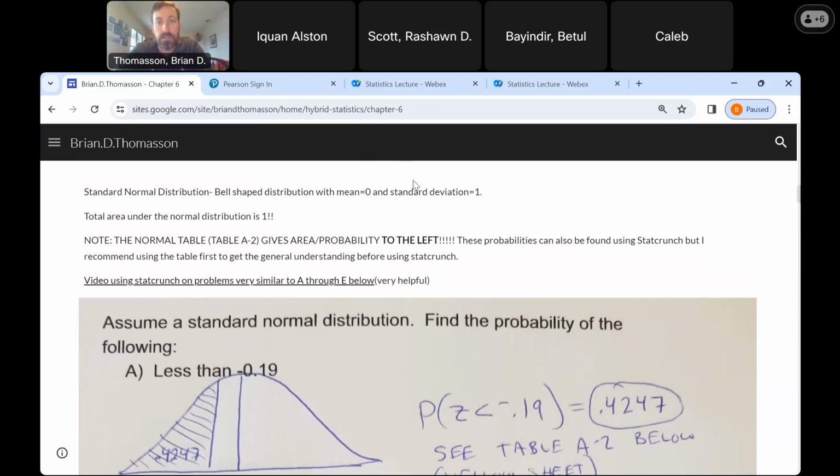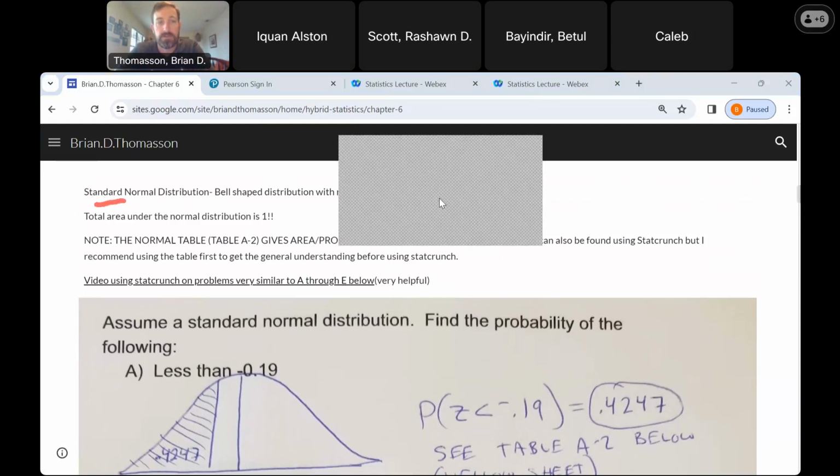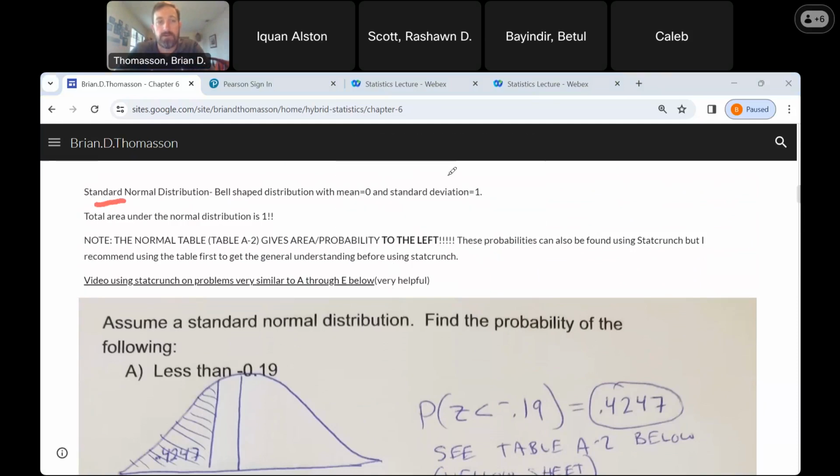Okay. So the first thing we see is we're dealing with a standard normal distribution. As soon as we say standard normal distribution, that just means we have a mean of 0 and a standard deviation of 1. So anytime we see standard, it just means mean of 0, standard deviation of 1. Now, just like the uniform distribution, the total area under the curve is equal to 1. So again, the area and the probability are one and the same.